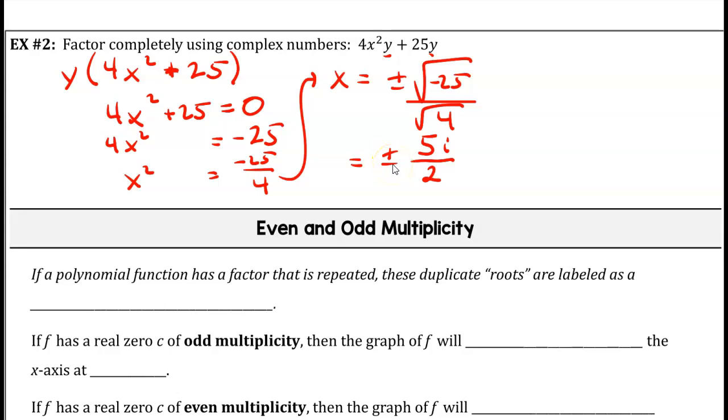Alright, so we do have three different factors here. We got the y that we took out at the beginning, and we have x plus 5i over 2 and x minus 5i over 2. Notice how we usually write the i after the factor as opposed to having it on the numerator here. We usually write it after, but they are equivalent statements.